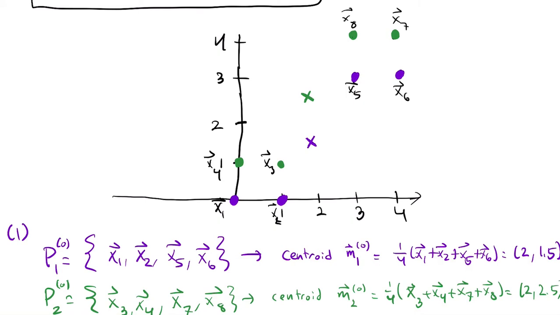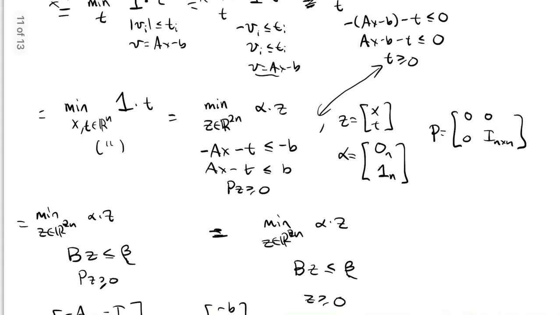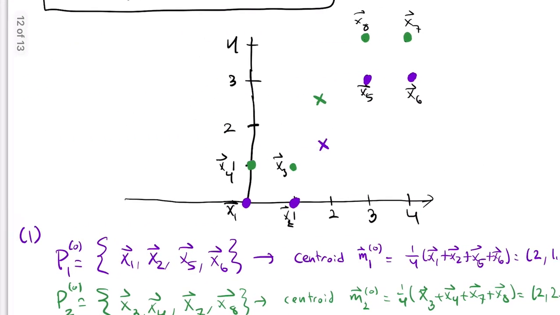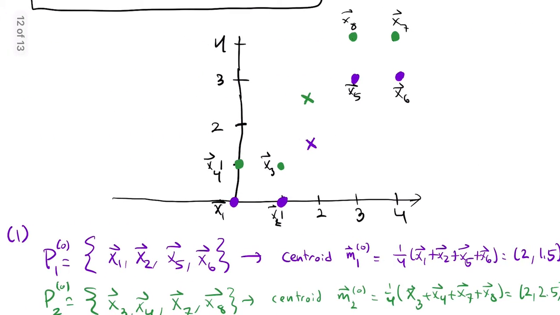Okay, and then your next step is to compute the distance of every point in your set x1 through x8 to each of those centroids. So you have 16 calculations here because you have 2 centroids and you have 8 points. And you are going to place those. Okay, so for example, you can see this visually here.